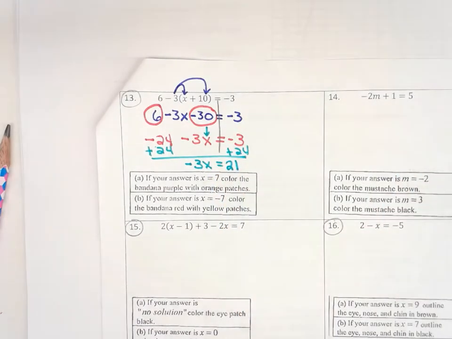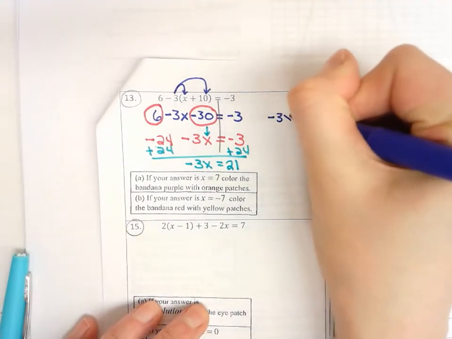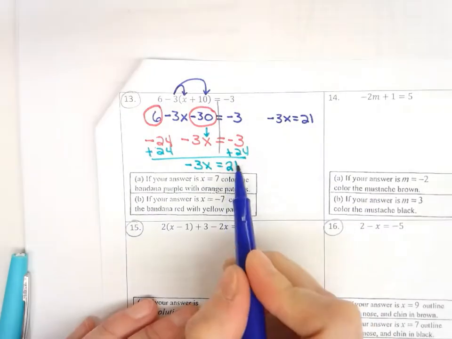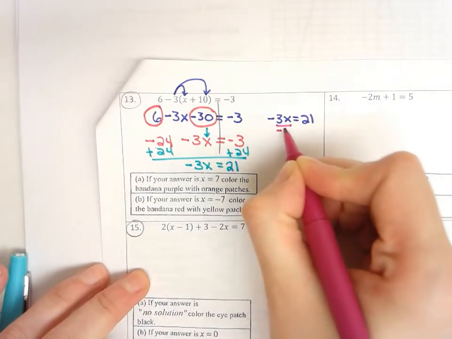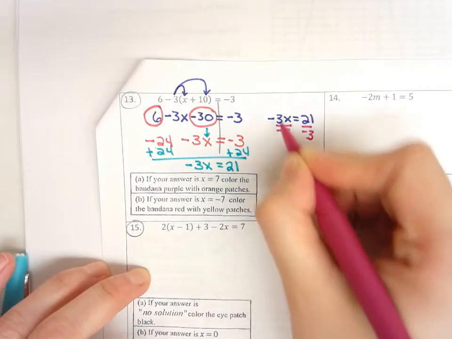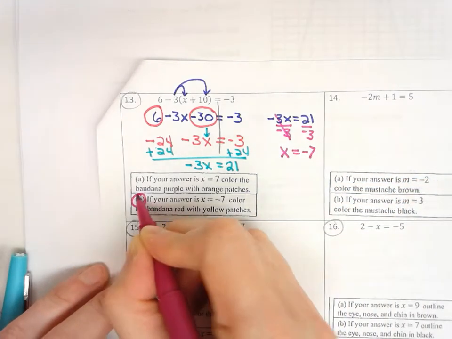Okay. Now I kind of ran out of space, so I'm just going to continue this over to the side. Negative 3x is equal to positive 21. I just took that part and rewrote it over there. Now, I've got the negative 3 attached to the x. I divide both sides by that negative 3, which gives me x is equal to negative 7. So my answer is B.